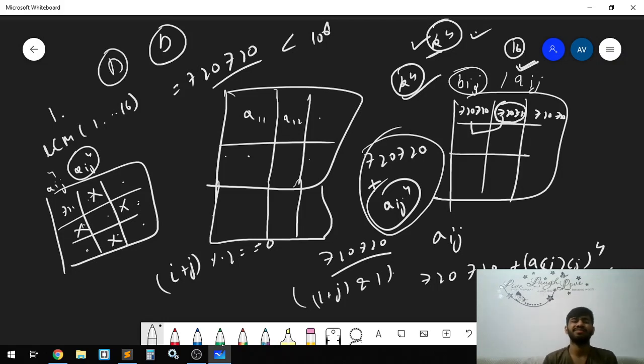I don't think I need to code this problem because the code is very simple. The main thing about this problem is its approach.